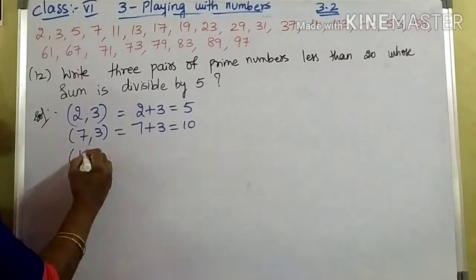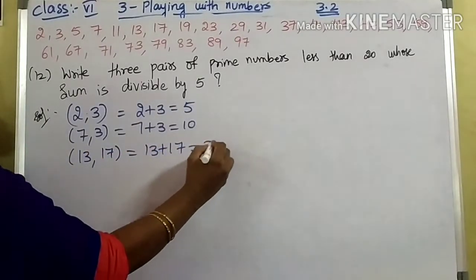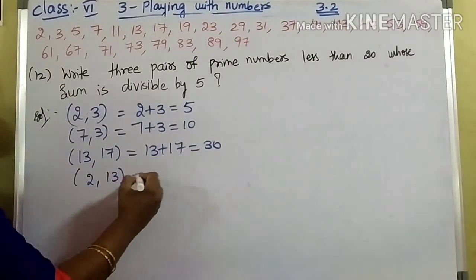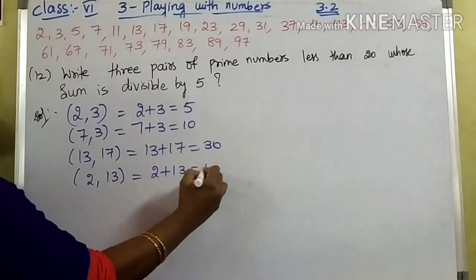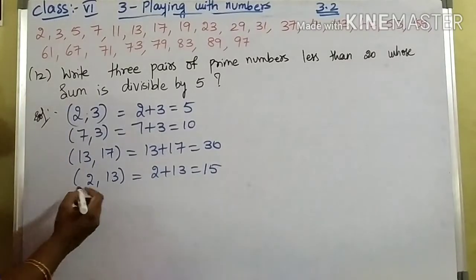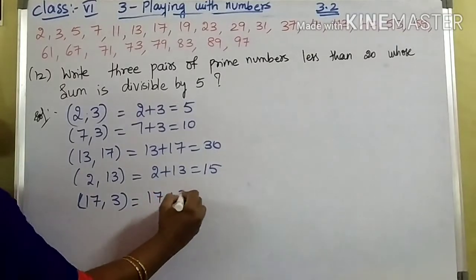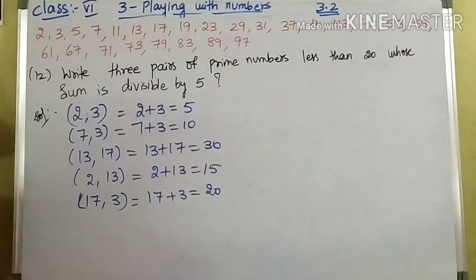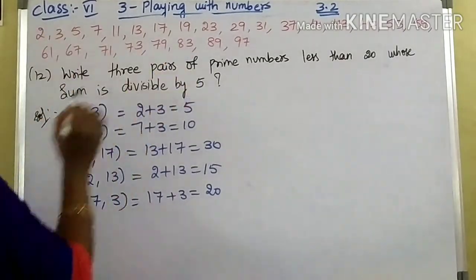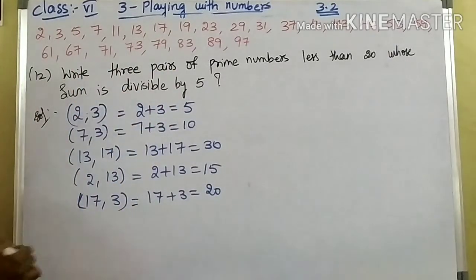Next, 13 and 17. See, 13 plus 17 is how much? 30. 30 is divisible by 5. Next, 2 and 13. 2 plus 13 is how much? 15. 15 is divisible by 5 or not? Similarly, next you can take 17 and 3. 17 plus 3, how much? 20. 20 is divisible by 5. Like this we have to write. So you should be perfect in prime numbers between 1 and 100. If you are perfect in these numbers, you can solve these sums very easily.